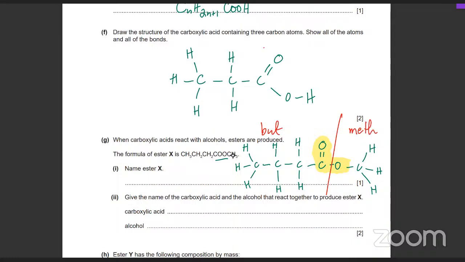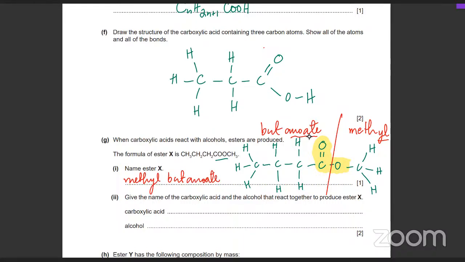This side comes from the alcohol, so that's methyl. And the carboxylic acid side is the OH side. So meth is here, but is here. Meth and but. This is methyl, the single O side. The double bond O side is the OH side. So the name of this molecule is methyl butanoate.